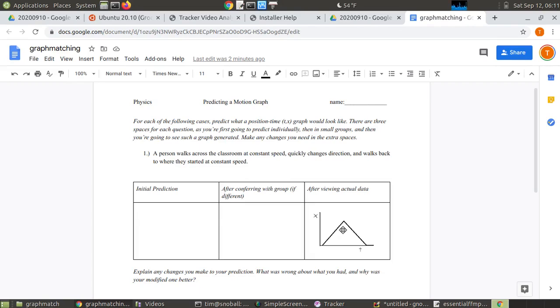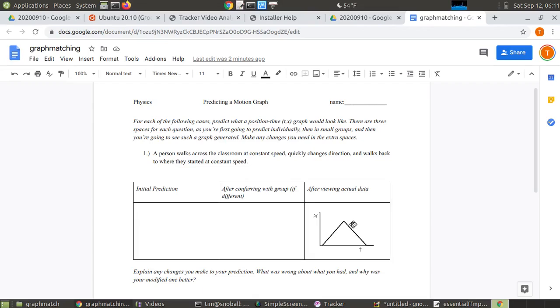The key thing I hope you got out of this is that motion in one direction, we can call it a positive velocity, has a positive slope. And motion in another direction, we can call it a negative velocity, has a negative slope. So we can tell direction based on the sign of the slope.